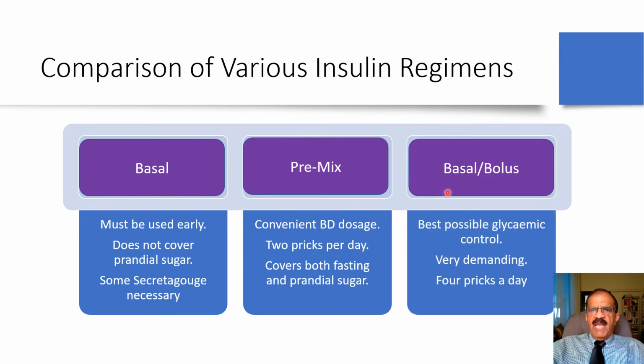Then there is basal bolus. At least theoretically, the best possible glycemic control is with this one, because you inject basal insulin once a day and you adjust the dosage of basal insulin based on fasting glucose. And it is very demanding: you need 4 pricks for the insulin injection and maybe 3-4 pricks for glucose testing also. So this is very demanding, but theoretically perhaps the best.